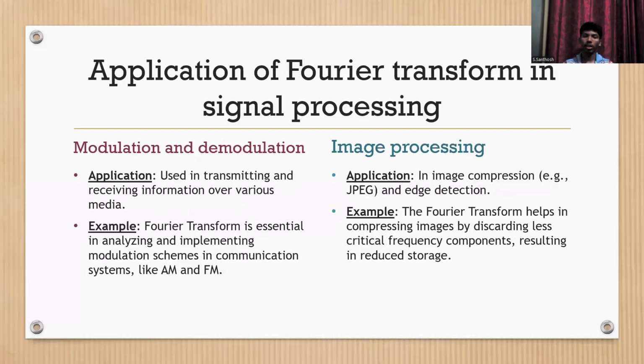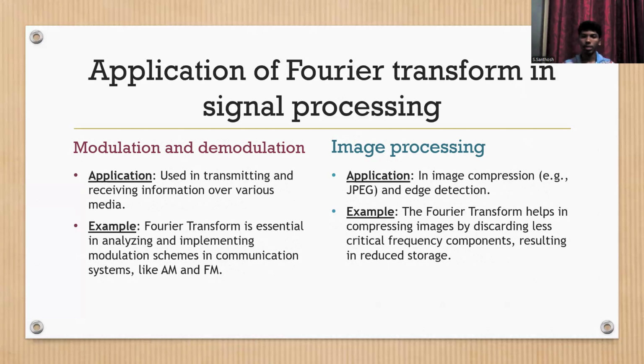So next one is modulation and demodulation. The application is that it is used in transmitting and receiving information over various media. We definitely know that signal processing is one of the methods that we use to send or receive data over a wider range. And an example is that the Fourier transform is essentially used in analyzing and implementing modulation schemes in communication systems like AM and FM.